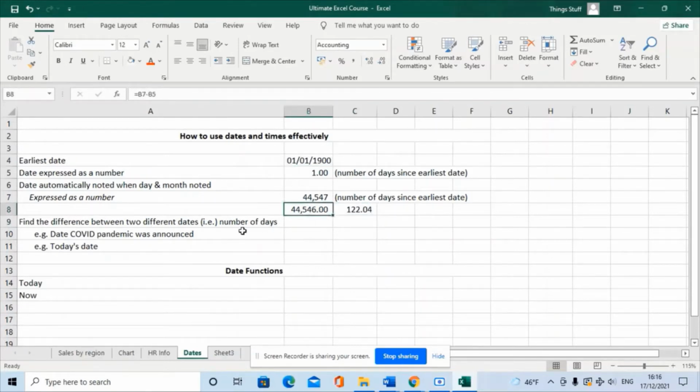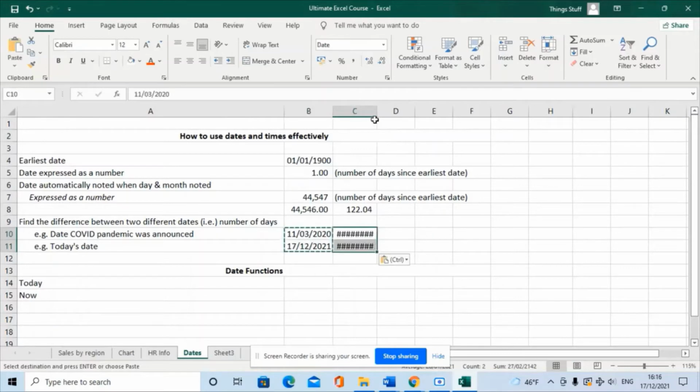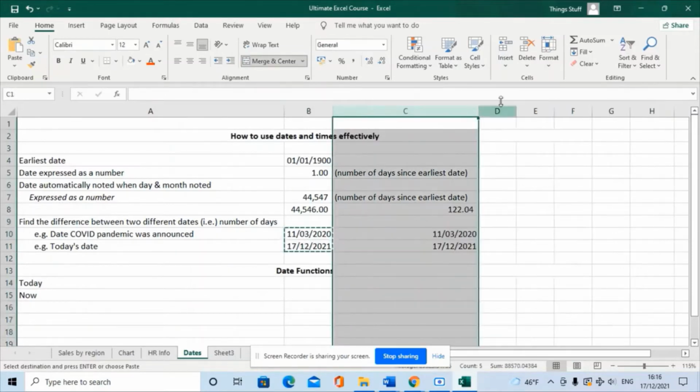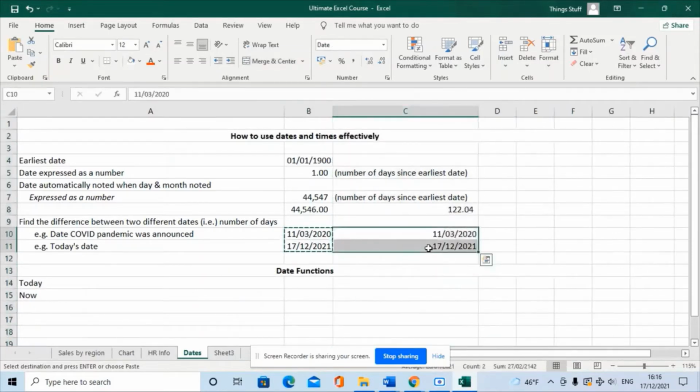Again, finding the difference between two different dates, we can start with, let's say, the 11th of March, 2020. And today's date, the 17th of the 12th, 2021. So these two dates might be of some significance. The first one being the first day that the current pandemic was recognized as a pandemic.